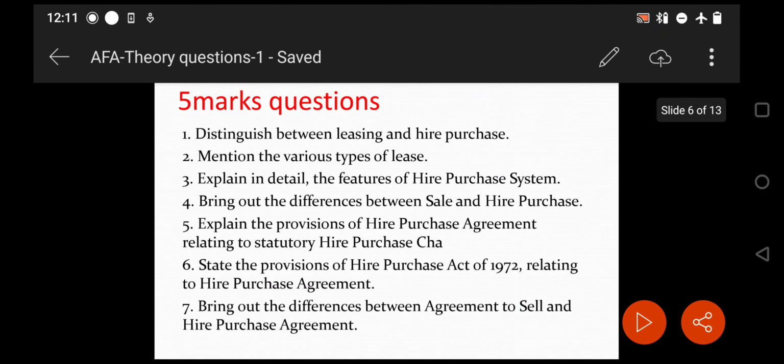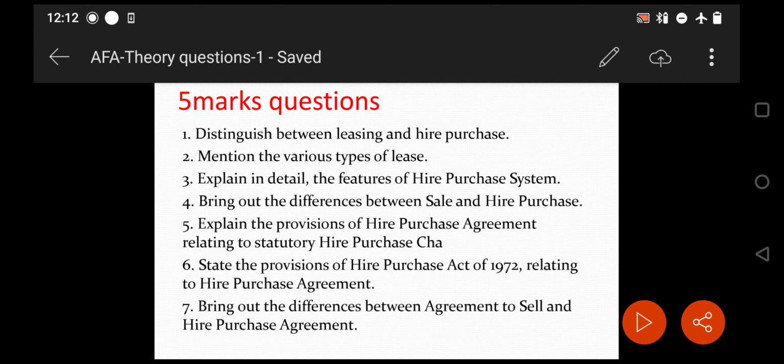So 5 marks questions, there will be too many possibilities which can be asked under this: distinguish the difference between leasing and hire purchase, and they may ask what are the types of lease which are required when a person goes for a leasing agreement. Then explain in detail the features of hire purchase system. I already told you when I was explaining for 2 marks in the previous slide.